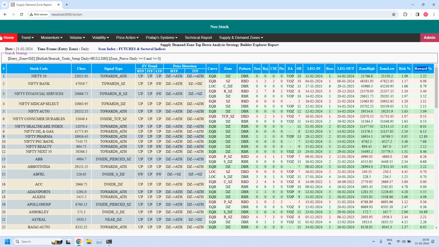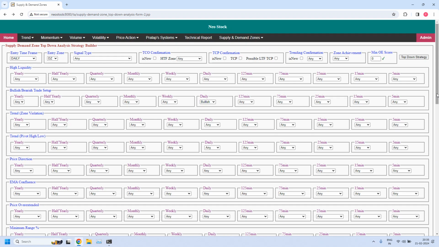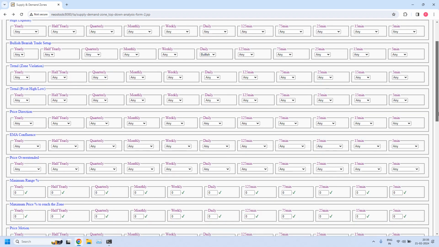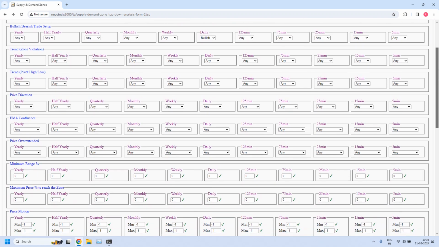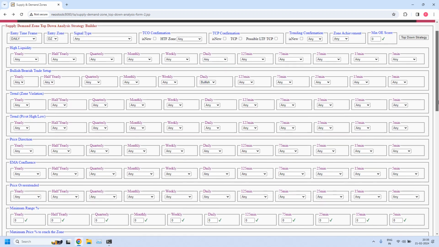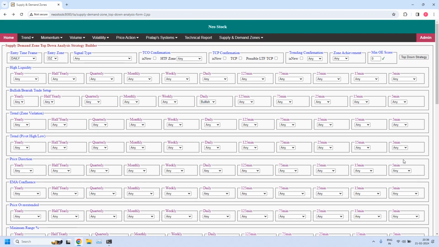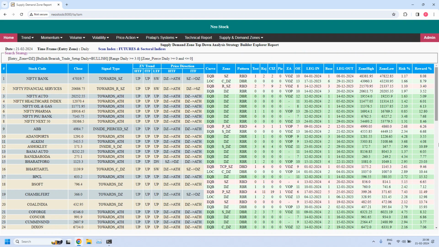So in order to get a reward 3%, there we have a minimum range. This is between proximal line to proximal line, P2P range between demand and supply zones, or between demand zone and all-time high. In this minimum range, at daily time frame, I am setting the value 3. So minimum 3% reward should be there.